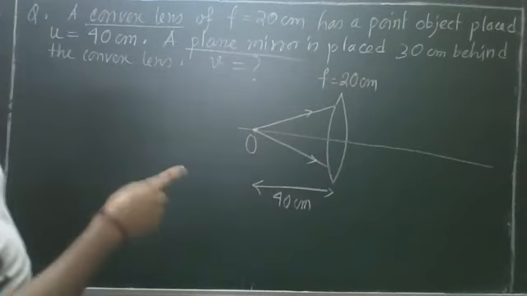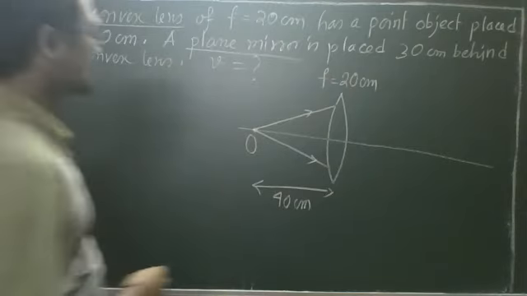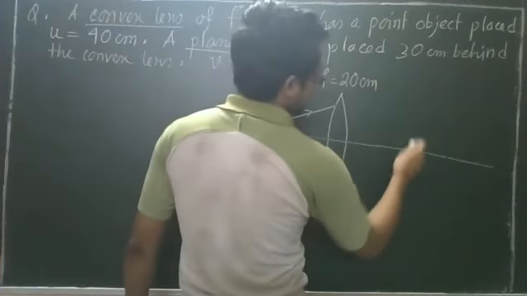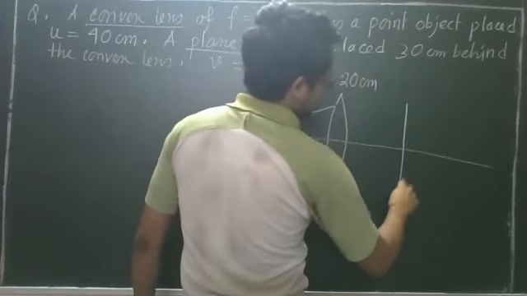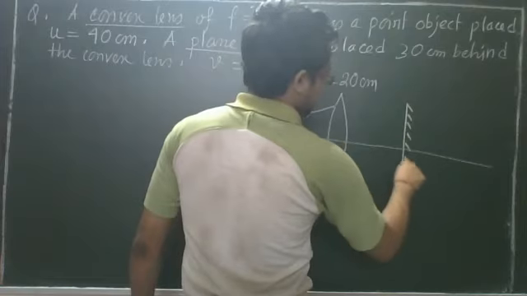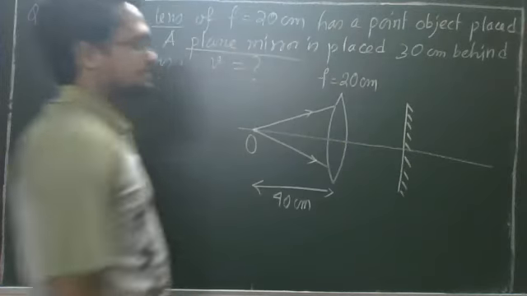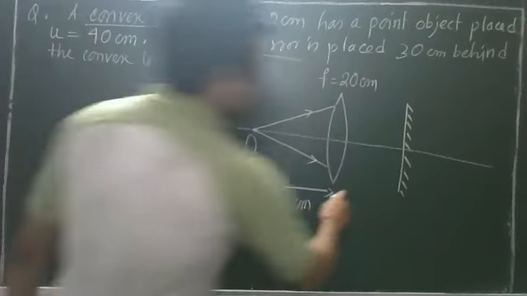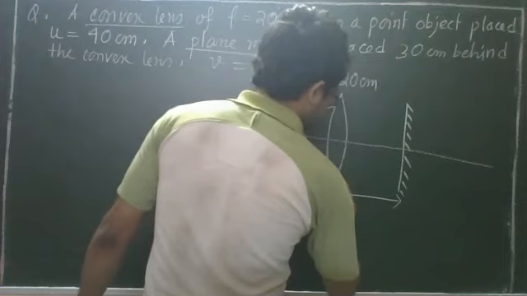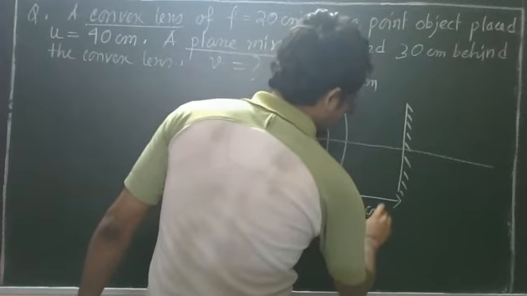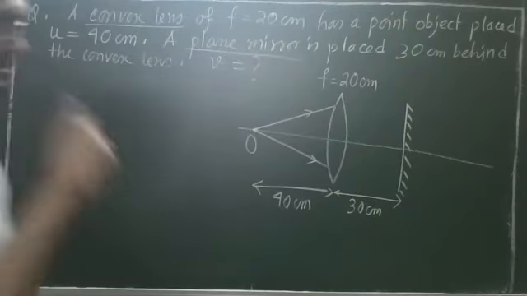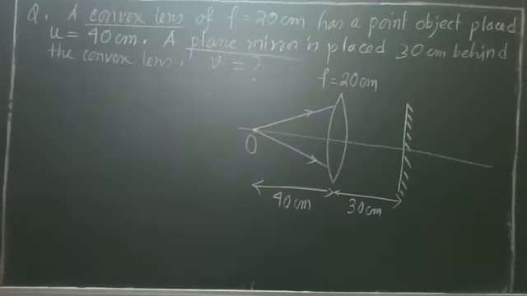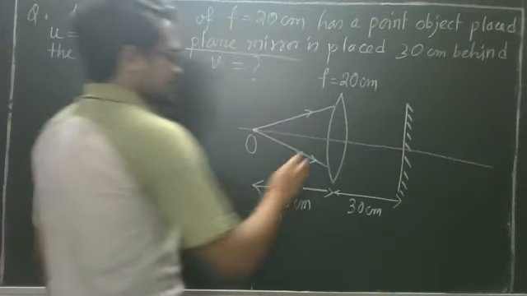And the plane mirror is placed 30 centimeter behind the convex lens. Behind the convex lens means on this side. So here one plane mirror is placed. This distance is 30 centimeter. So we have to find where the image will be found, and we have to write it properly.